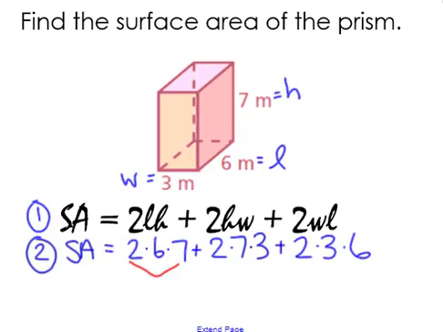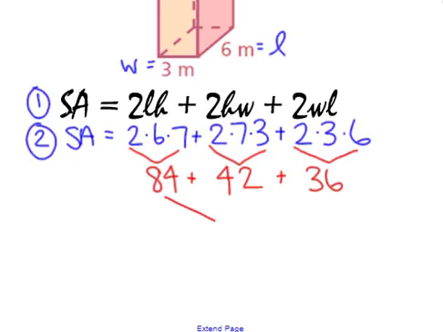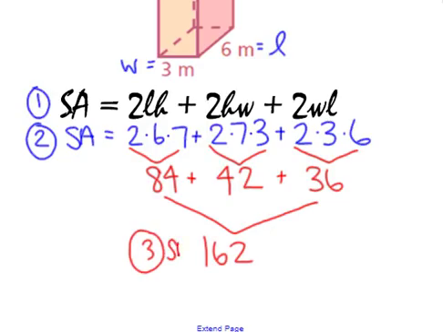So first expression, we're going to get 84. Second piece, that's going to multiply to be 42. And the third piece here will multiply to be 36. We'll go ahead and add all those up to get a total of 162. So step 3, surface area is 162. Step 4, meters squared.